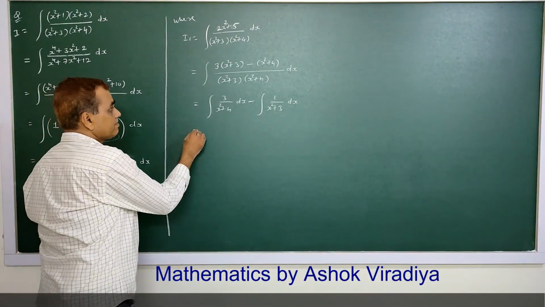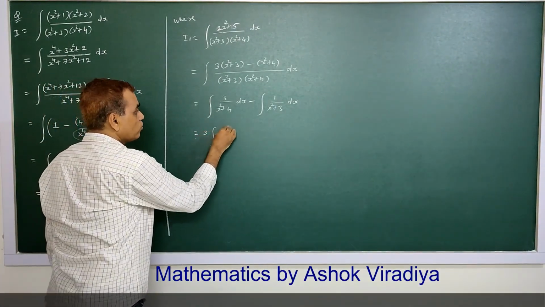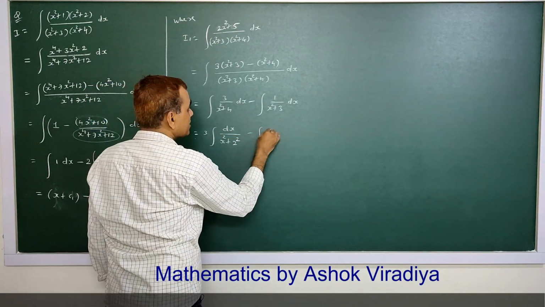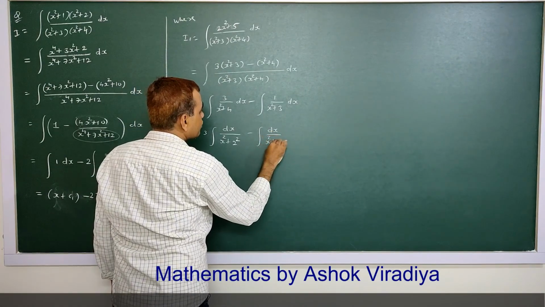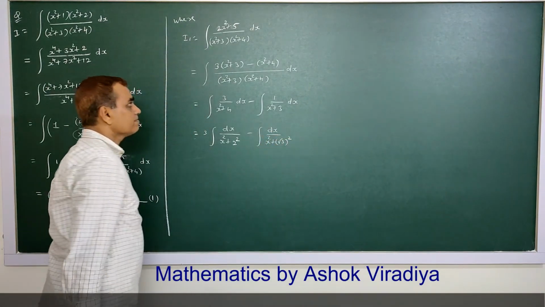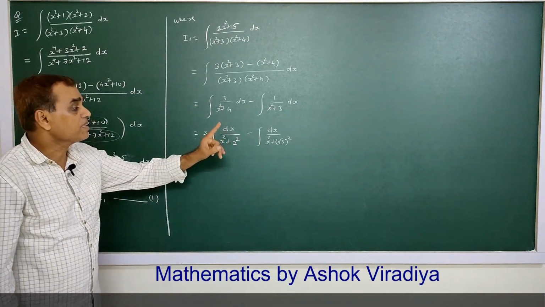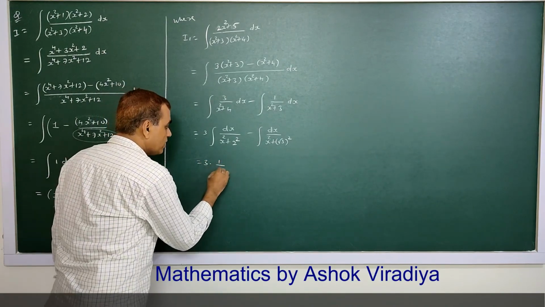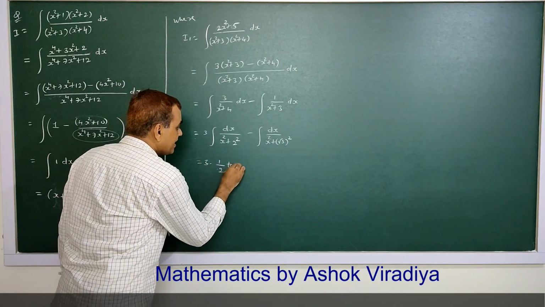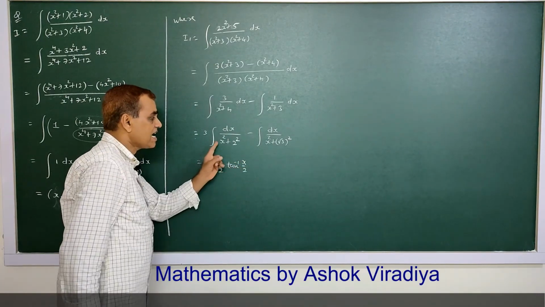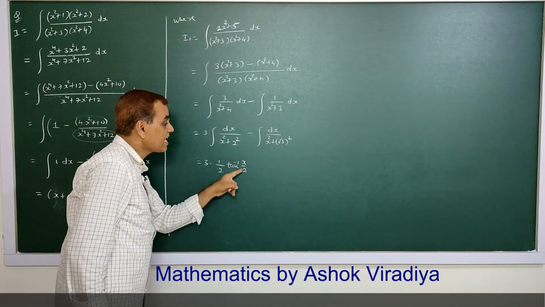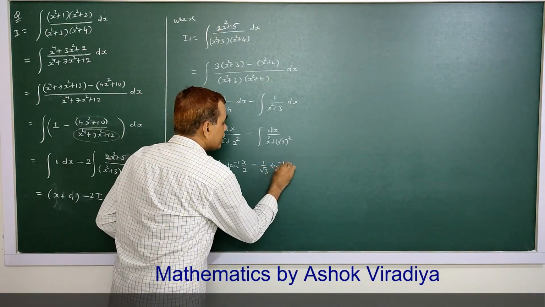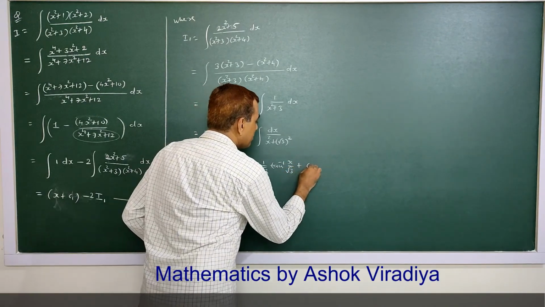That is 3 into dx upon (x^2 + 2^2) minus dx upon (x^2 + (root 3)^2). 1 upon x^2 + a^2 form. So it is 3 into 1 upon a tan inverse x upon a, minus 1 upon a tan inverse x upon a, plus c2.